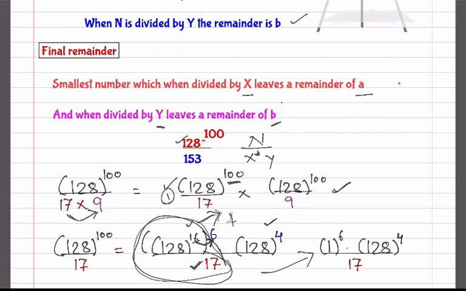16 into 6 is 96. 128 raised to 4 was left in the end. I found out the remainder for this, which was 1. 1 multiplied 6 times, 128 raised to 4 divided by 17.